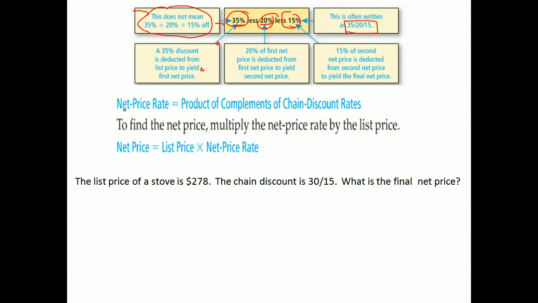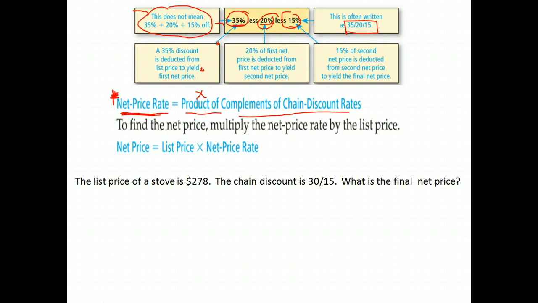If you use complements, which remember is taking a percent and subtracting from 100 to find its complement, you can just go ahead and find out what the total net price rate is. You're finding out what percent you're paying instead of what percent you have off. So to find the net price rate, this is the percent overall you get off in the end. You do the product, which means multiply, of the complements of the chain discount rates.